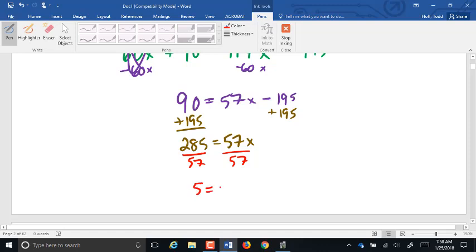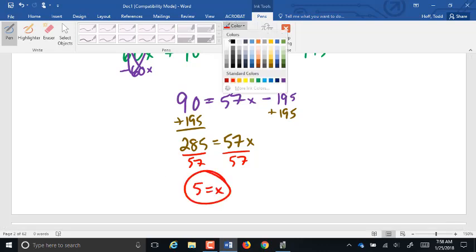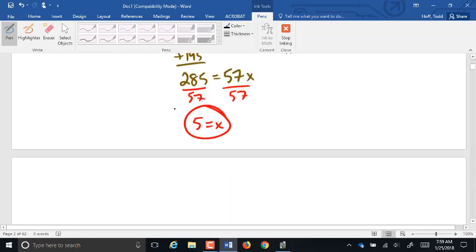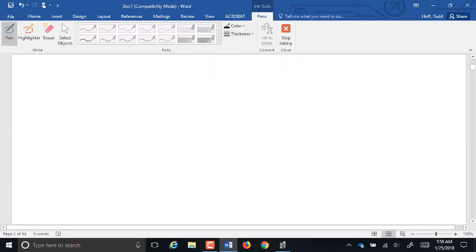We get 5 equals x. What do you think? Good stuff? You can get into it, yeah. Now, some things with these.